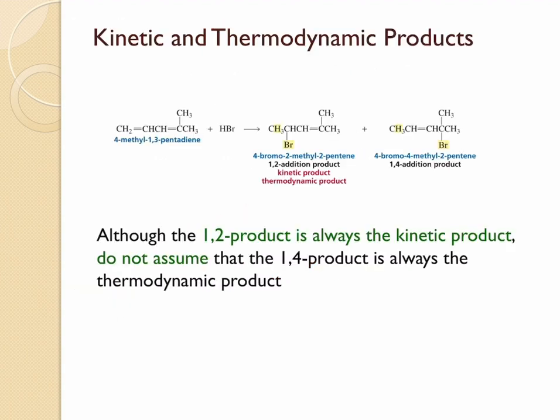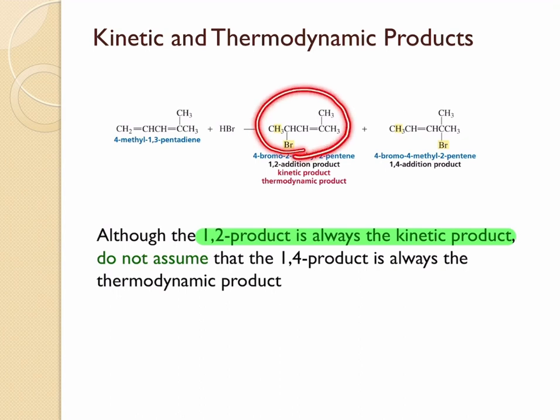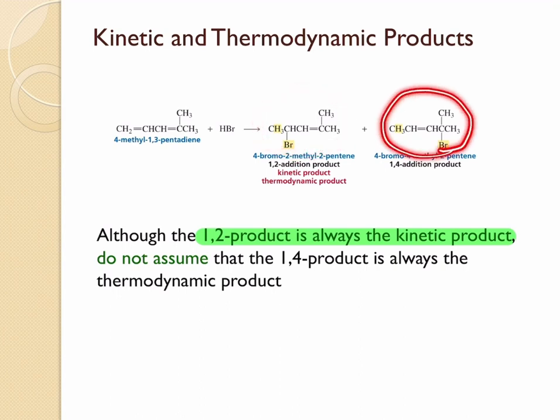Although we now know that the 1,2 addition product is always the kinetic product, we cannot simply assume that the 1,4 addition product is always the thermodynamic product. Here is an example: 4-methyl-1,3-pentadiene. When it undergoes an electrophilic addition reaction, it forms two different products. Here is the 1,2 addition product, and this is the 1,4 addition product.